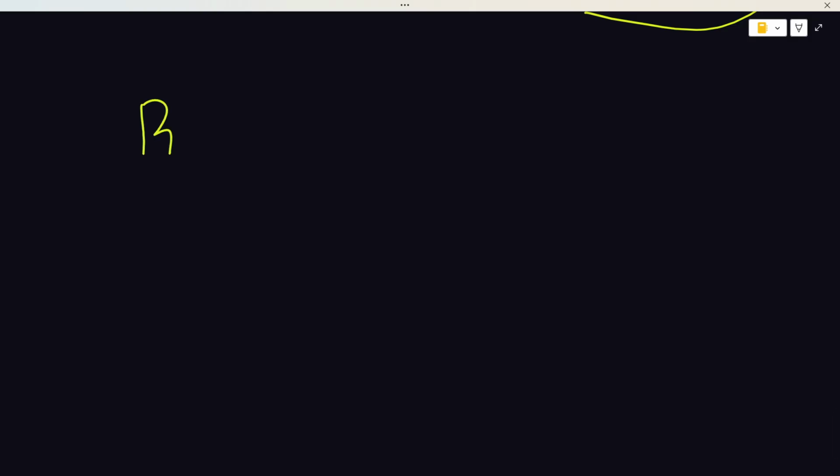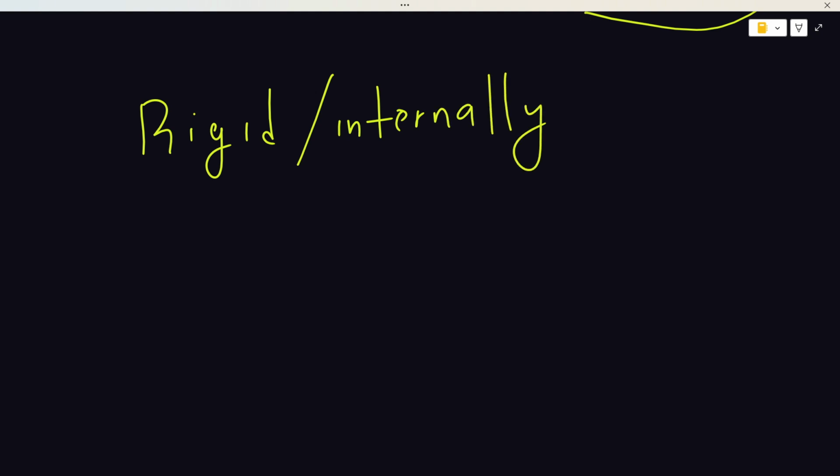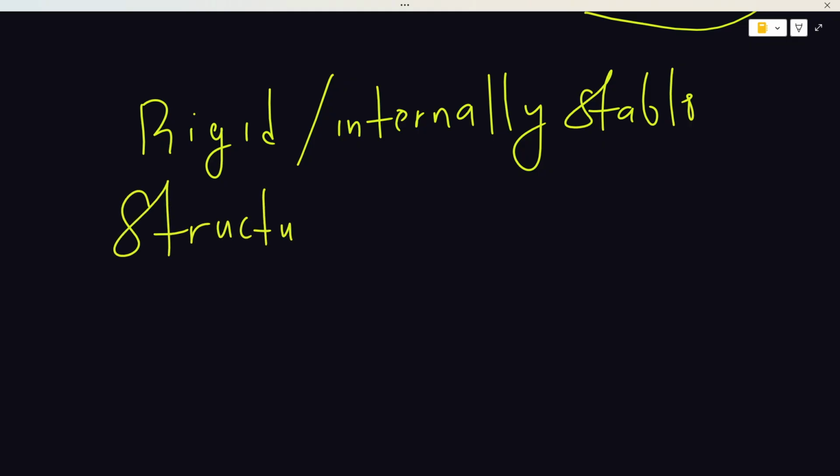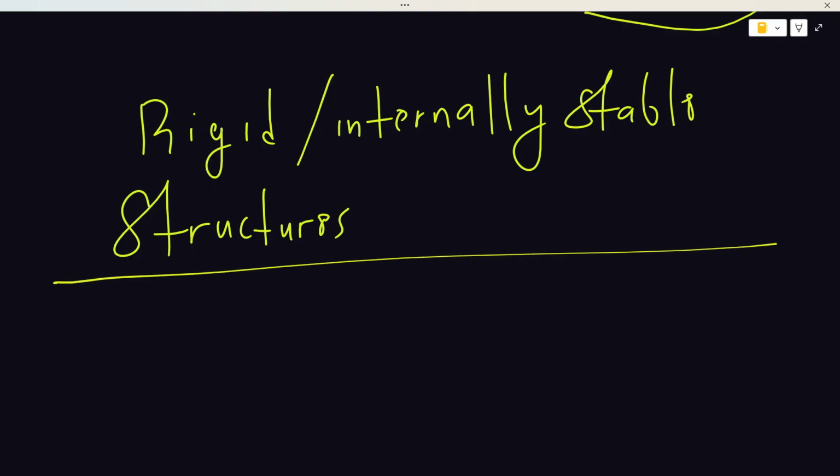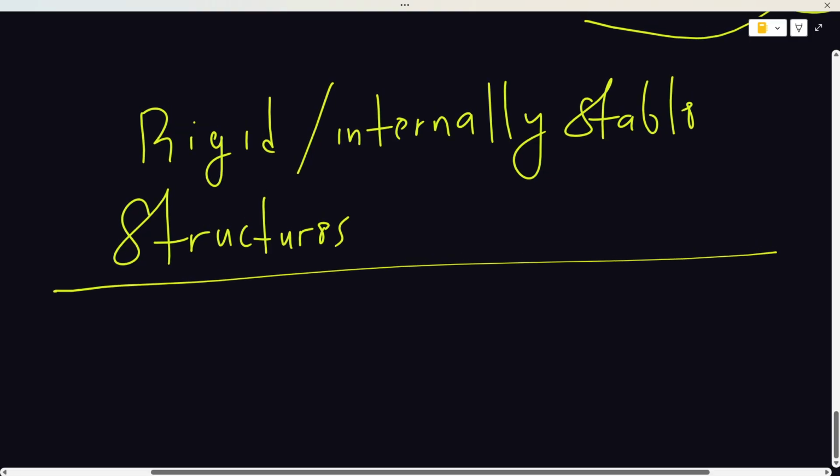Let's now look at a rigid structure. Let me build on it one by one. Rigid or internally stable structures are the ones that will not have significant deformation or displacement when support is removed or detached.